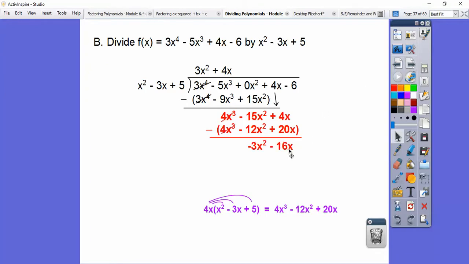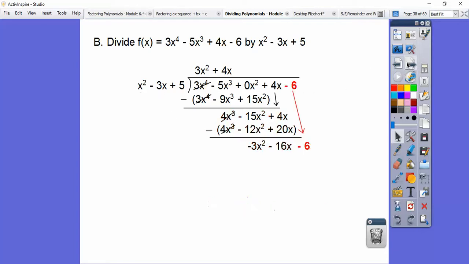Now we focus on this guy and this guy right here. Oh, I'm sorry, we got to slide this next guy down right there. We'll just slide that down, and then we focus on that right there, okay? X squared times what gives us negative 3x squared? X squared times negative 3.